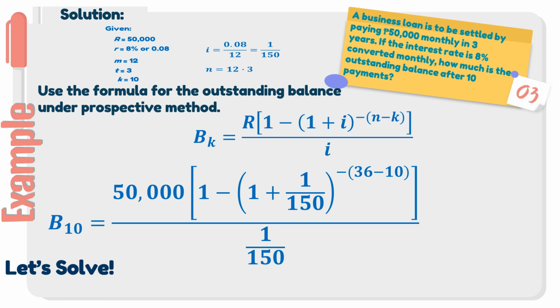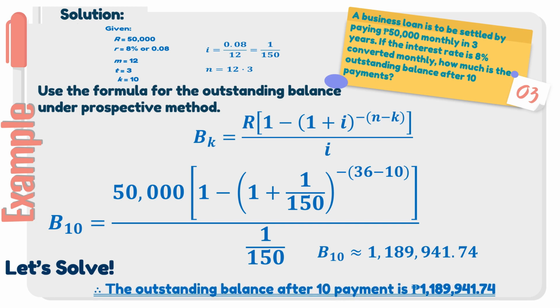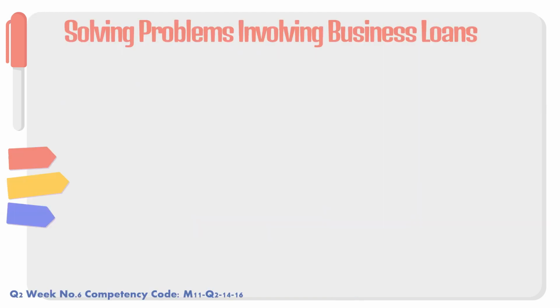If you're going to press this in your calculator, you can now make this 36 minus 10 become 26. Pressing this on your calculator, we will be having B sub 10 is approximately 1,189,941 and 74 hundredths. Therefore, the outstanding balance after 10 payments is 1,189,941 pesos and 74 centavos.